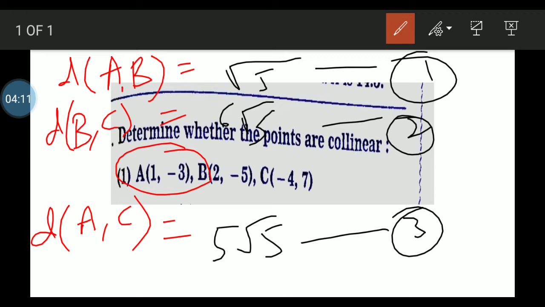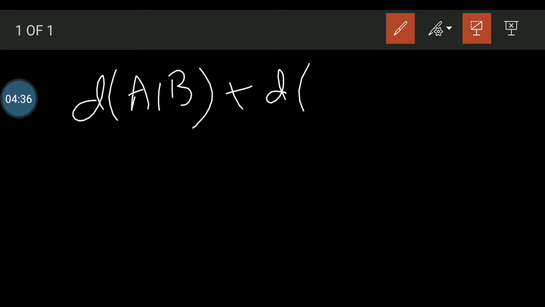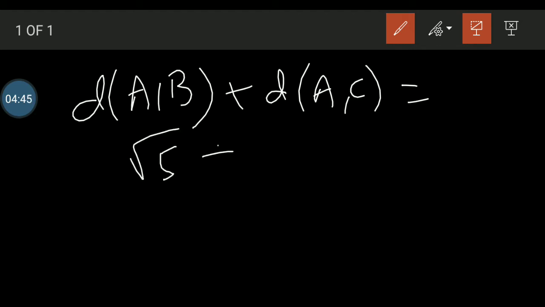So I am going to see whether my line is collinear. Since BC is the greater one, I will add the first and third. I will add 1 and 3. If I add 1 and 3, I will get, in the following way, the distance of AB plus the distance of AC equals what? What is the distance of AB? It is root 5. AC is what? 5 root 5.